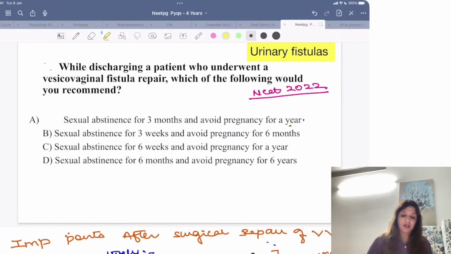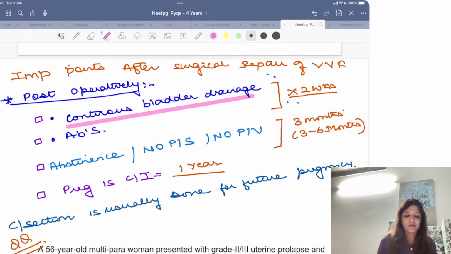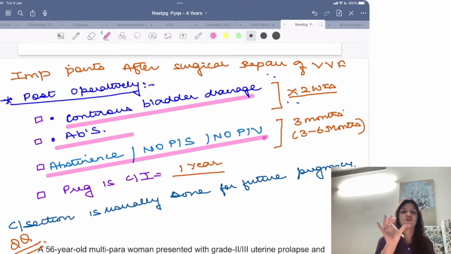While discharging a patient who underwent vesicovaginal fistula repair, which of the following would you recommend? Please remember, after you have repaired VVF, there are certain post-operative instructions which you have to give. You have to do continuous bladder drainage and give antibiotics for 2 weeks. You have to tell them for abstinence, no intercourse, no per speculum examination, no per vaginal examination for 3 months. Ideally, it should be 3 to 6 months, but at least 3 months.